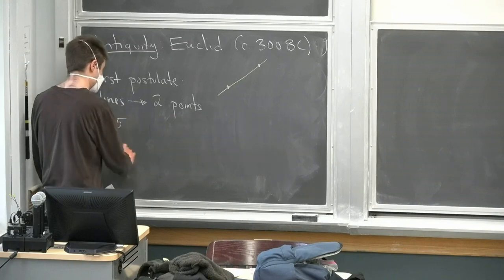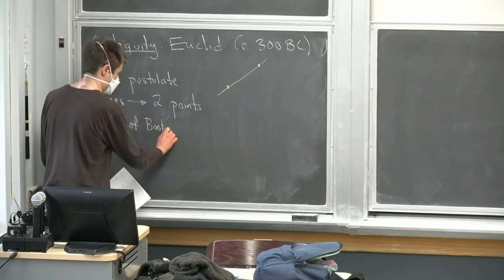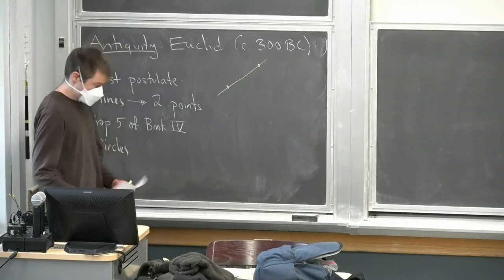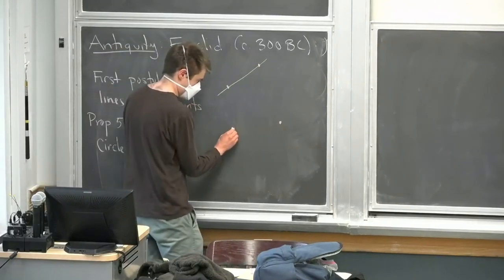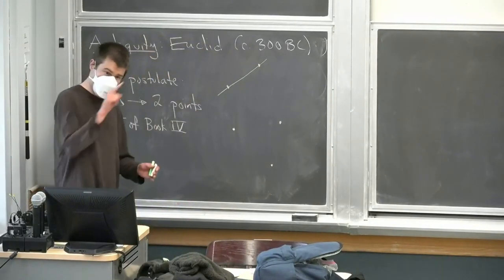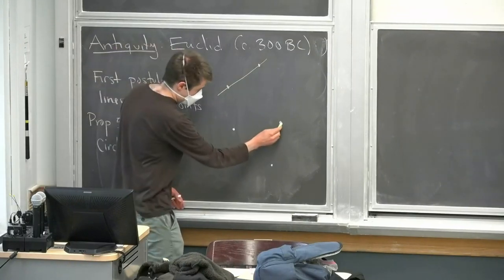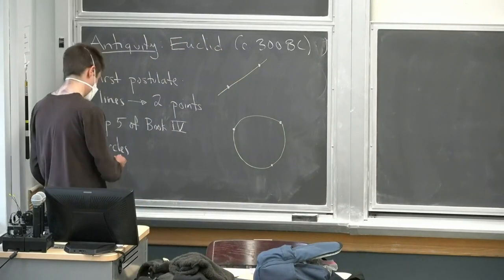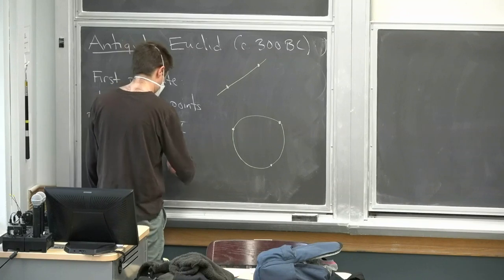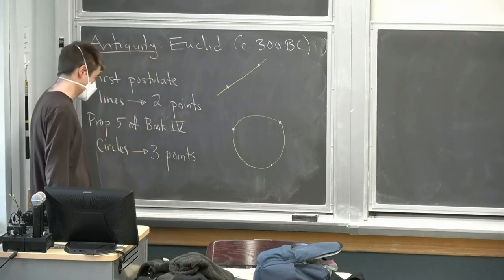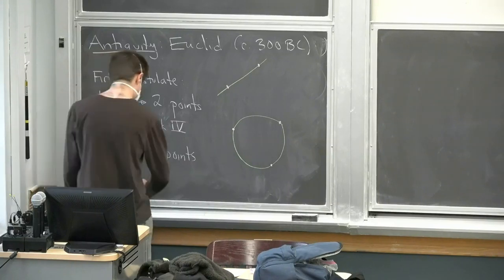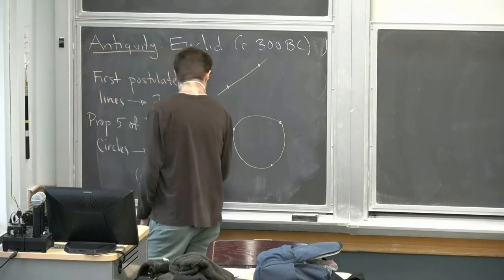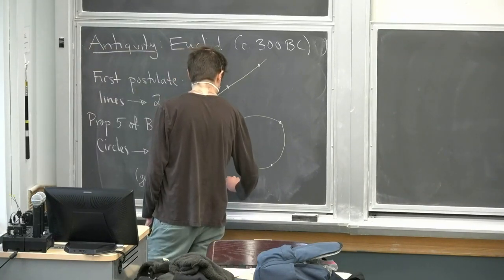And there's proposition 5 of book 4, which says that if you give me any 3 points in the plane that are not all collinear, I can find a circle that passes through the 3 points. So circles can pass through 3 general points. In this case, we can be more specific. The points have to be not collinear.